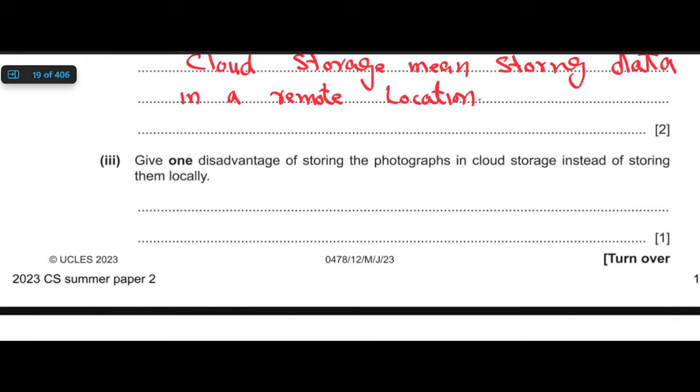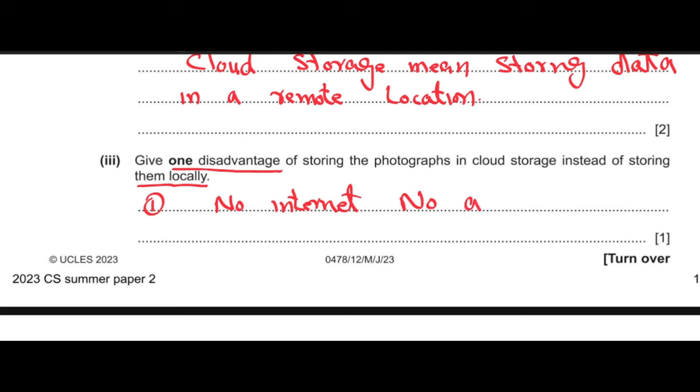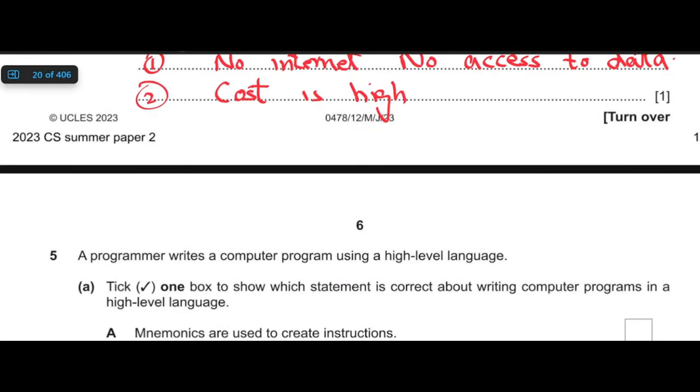Next, give one disadvantage of storing photographs in the cloud storage instead of storing them locally. The first and most obvious one is that if there is no internet, you cannot access the data. Second one could be the cost, maybe. The cost is high. These are the two reasons. Let's move to the next question.